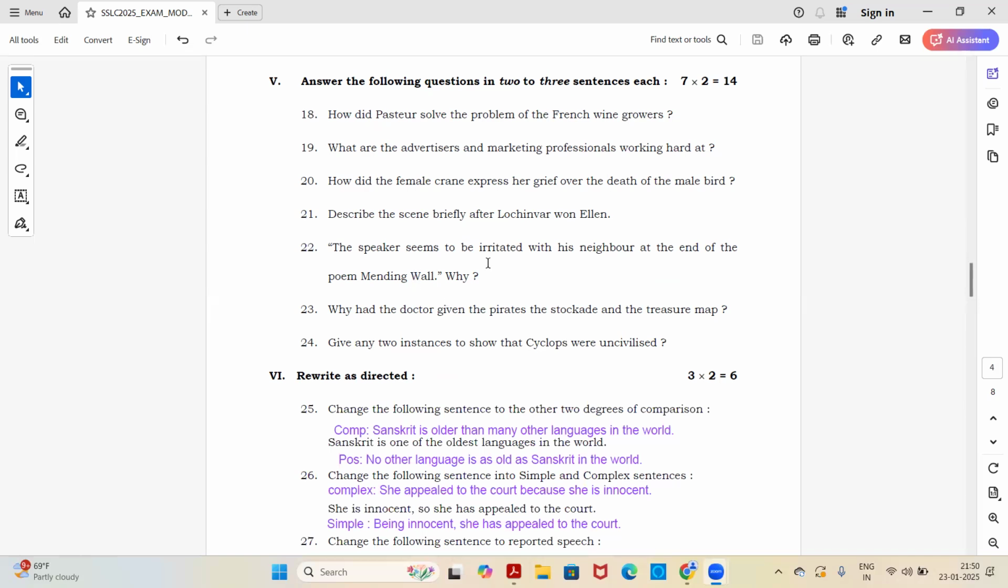The speaker seems to be irritated with his neighbor at the end of the poem Mending Wall. Why? Why had the doctor given the pirates the stockade and the treasure map? Give any 2 instances to show that Cyclops were uncivilized. Okay, so these are the questions.